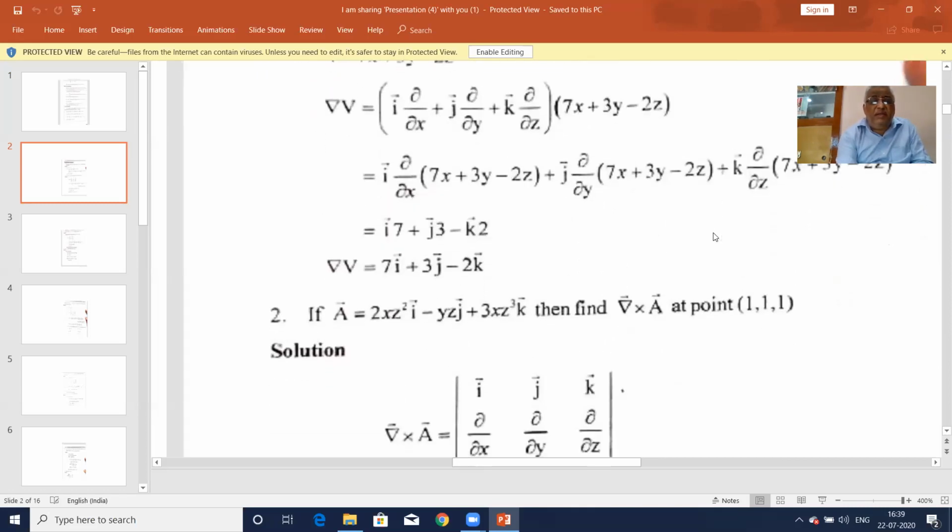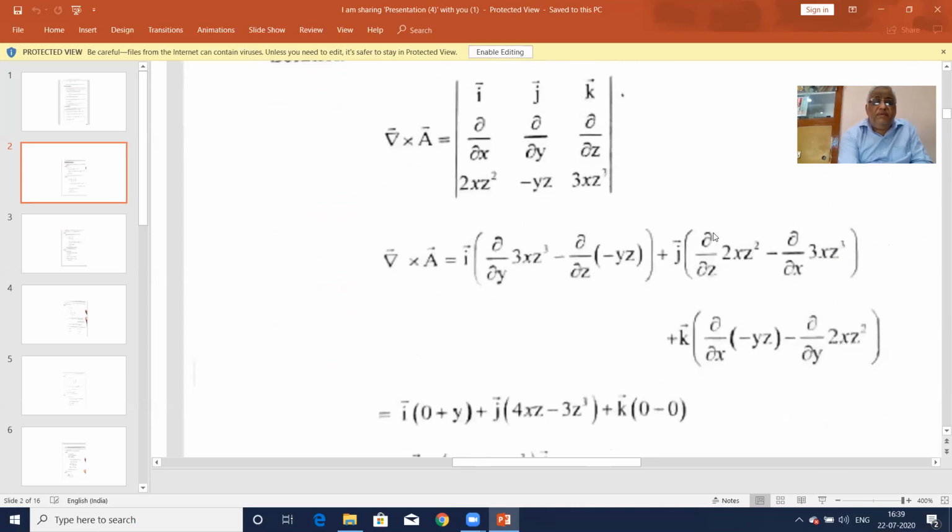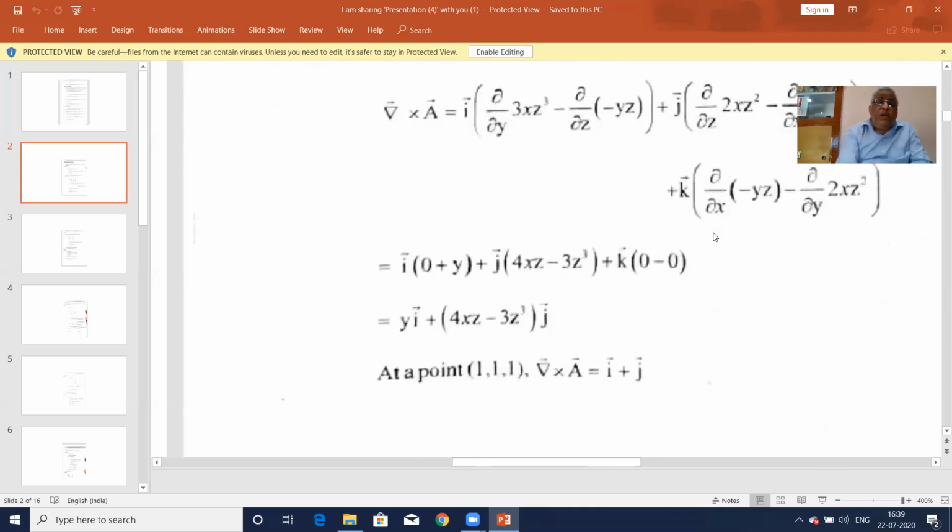This is the final result we are getting. Now we have to find it at a point, and it is given in the problem as the point (1, 1, 1). Substitute the values x equals 1, y equals 1, z equals 1. We get curl of A is equal to i plus j.